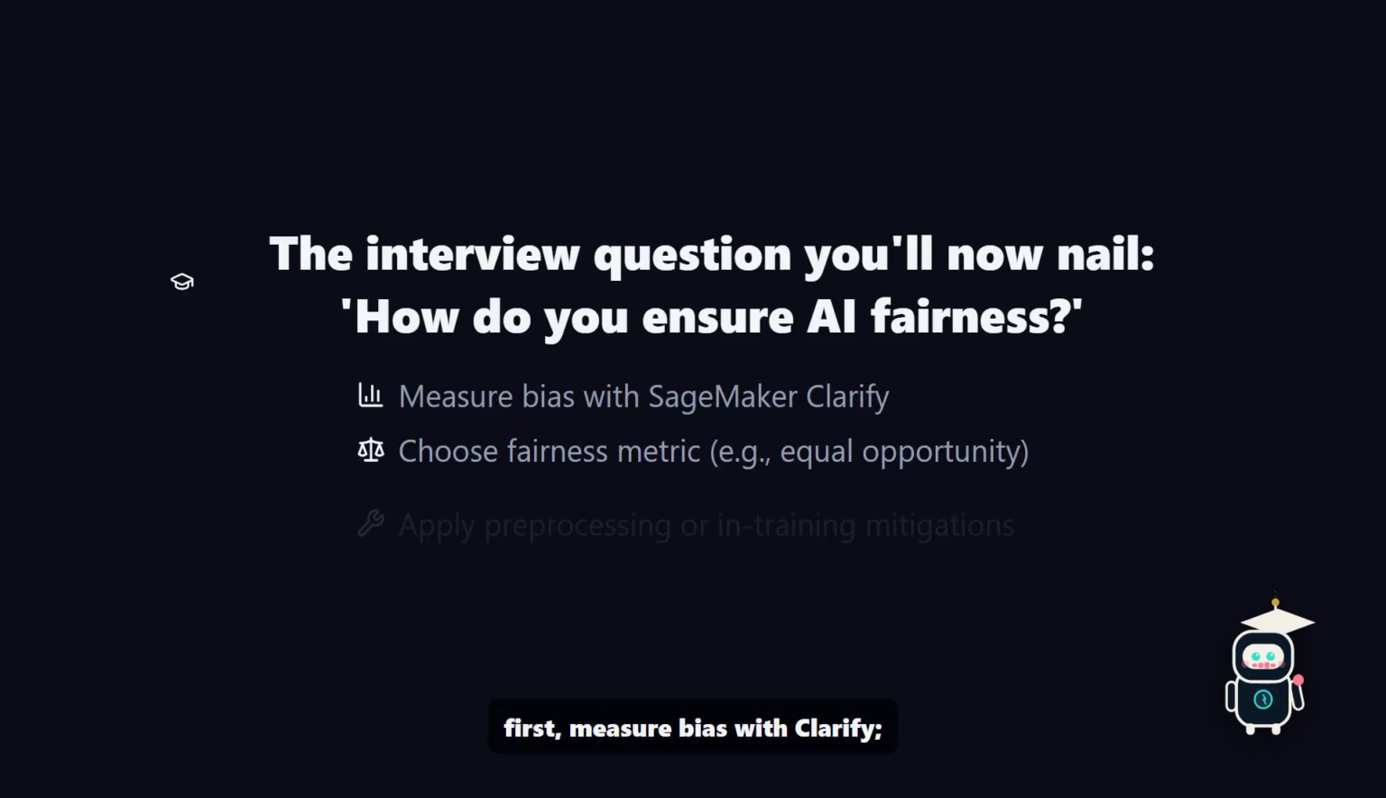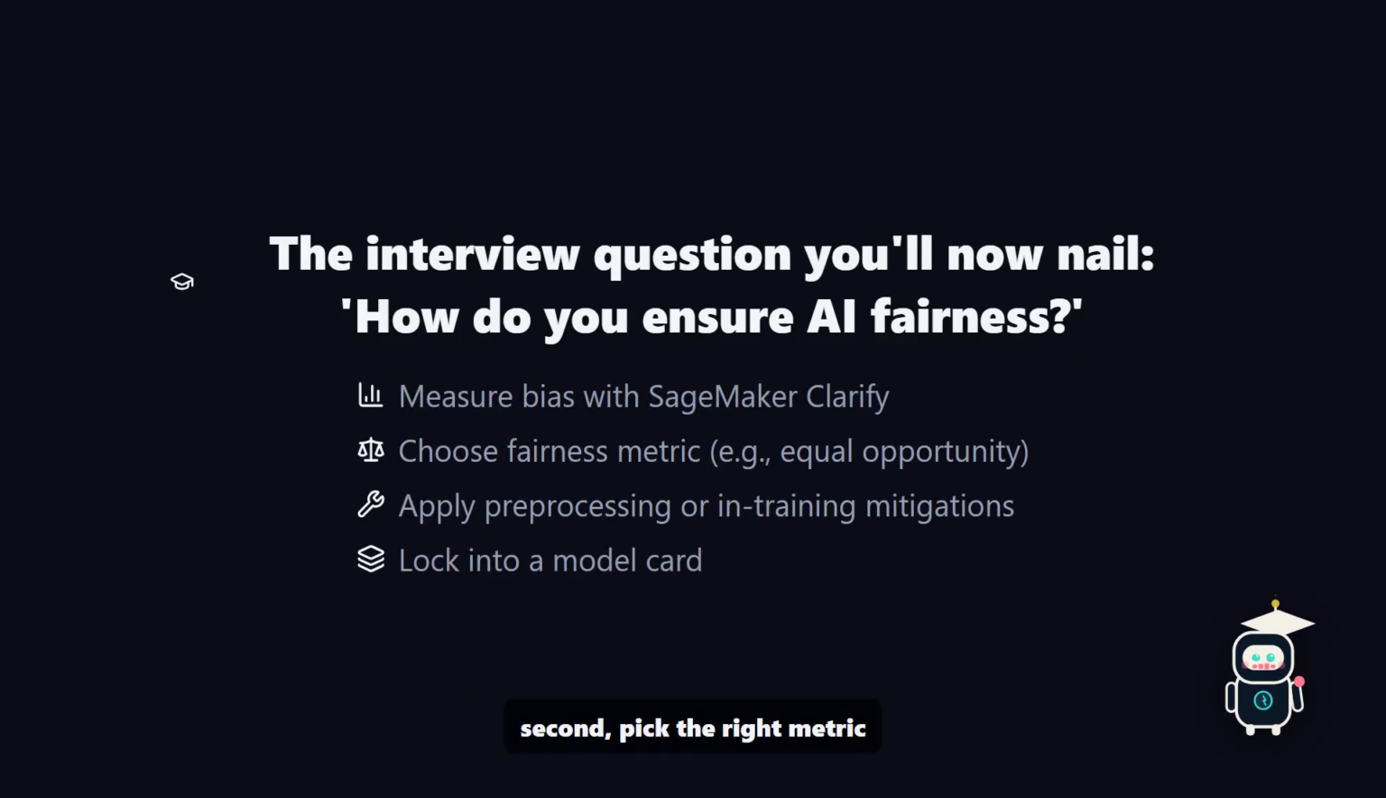First, measure bias with Clarify. Second, pick the right metric like equal opportunity. Third, apply pre-processing or in-training mitigations. Fourth, lock it all into a model card. That's the structured answer that separates talkers from practitioners.